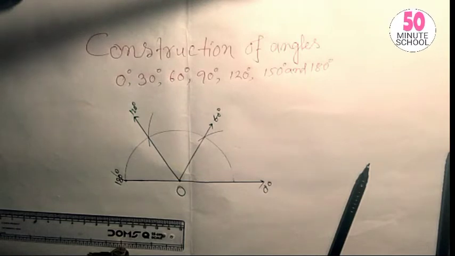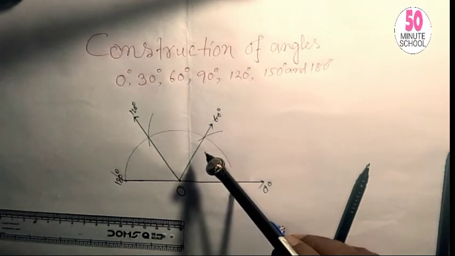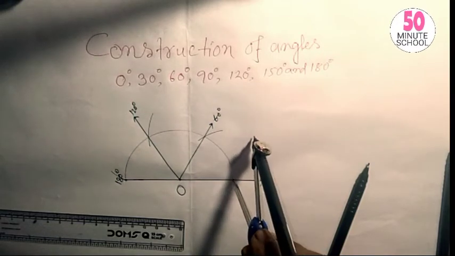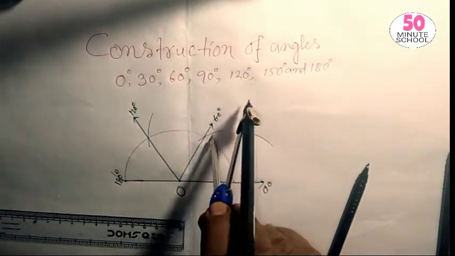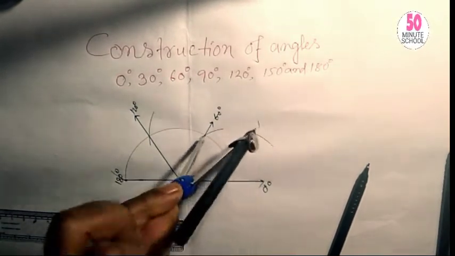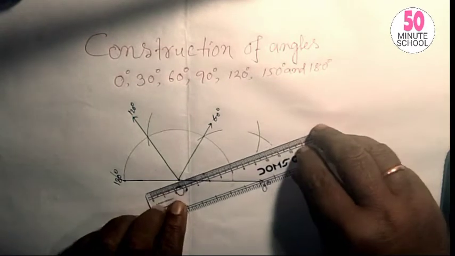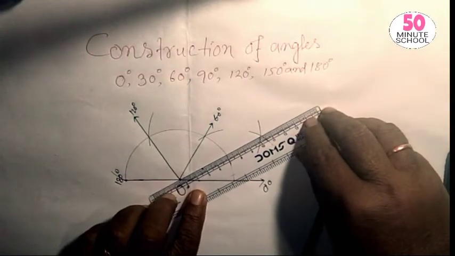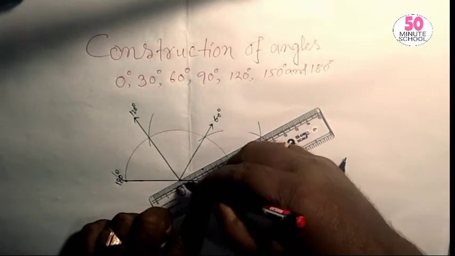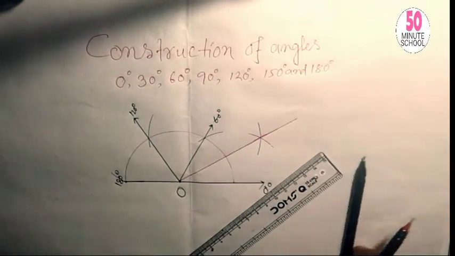Again, 0 and 60 degree bisect by an arc. 0 degree and 60 degree bisect, make a 30 degree angle.